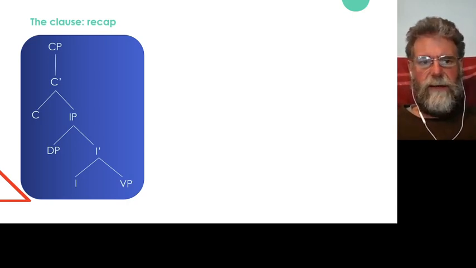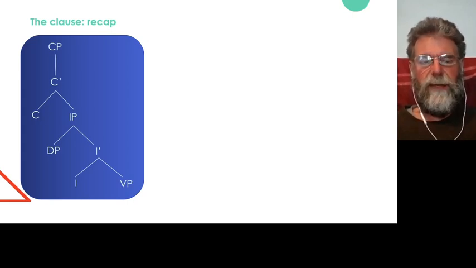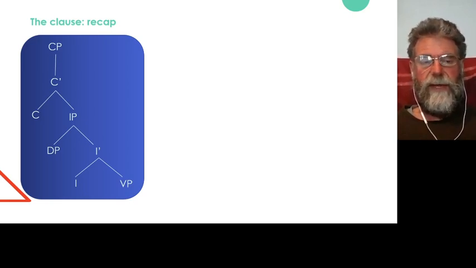Now, this here is a picture of the clause as we have it. And as we've said before, clauses have these three different levels. There's a VP down at the bottom, an IP in the middle, and a CP at the top. These three levels of the clause have very different functions within the clause in terms of how they're interpreted. We'll start at the bottom and look at the VP.